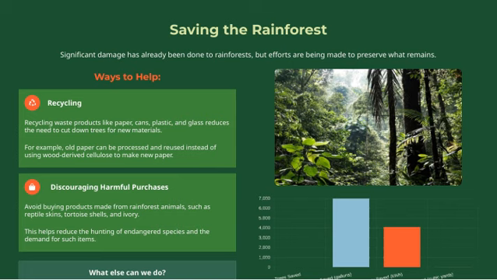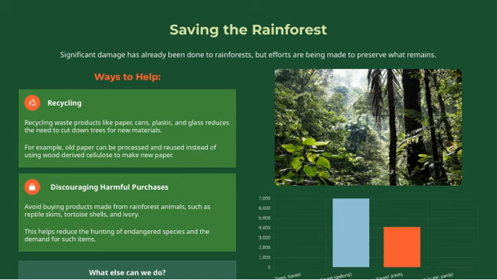Now, what else can we do? If you click the buttons, you'll see more ideas, like planting trees, reducing paper use even further, supporting conservation efforts, and spreading awareness about these issues. Every small action counts. And speaking of recycling, did you know that recycling just 1 ton of paper can significantly lessen the impact on rainforests?